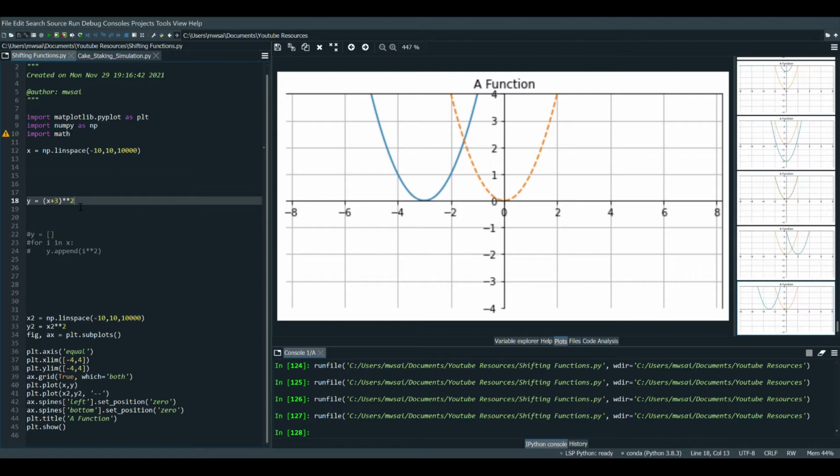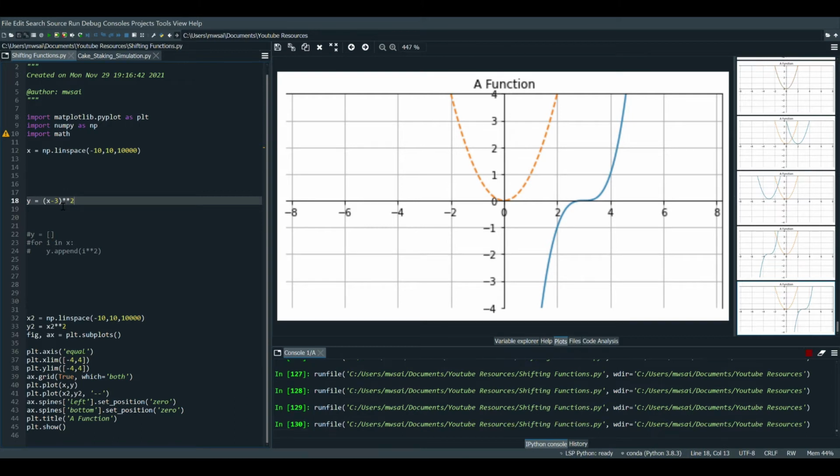And I'm using this with x squared. It works for really any function. For example, x cubed, move x cubed to the left or right. I'll move x cubed to the right this time. And same thing. I could use a sine function or I could use a logarithmic function. It doesn't matter.